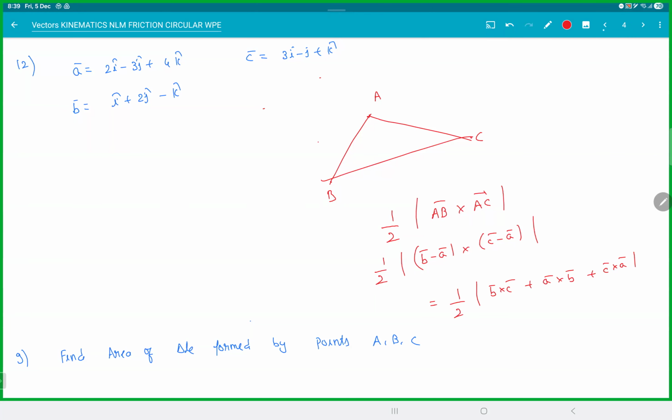I hope you know how to do the box product. In case you forgot, that's completely fine. Go and revise. AX, AY, AZ, BX, BY, BZ, and so on. It actually gives you the volume of a parallelepiped. So these three vectors will form the sides of a parallelepiped. Clear with this?